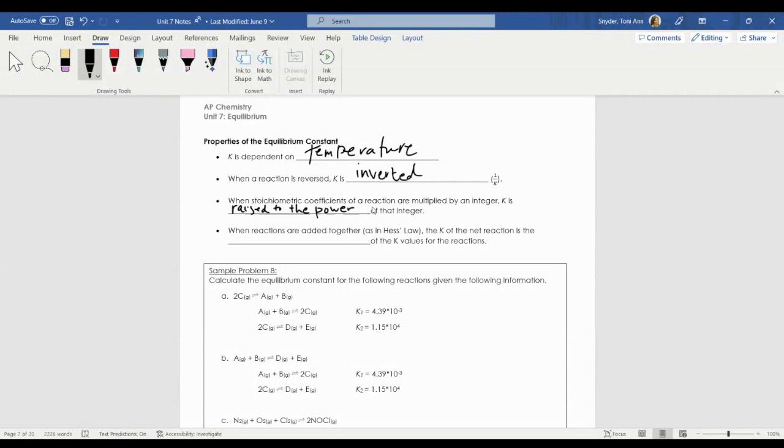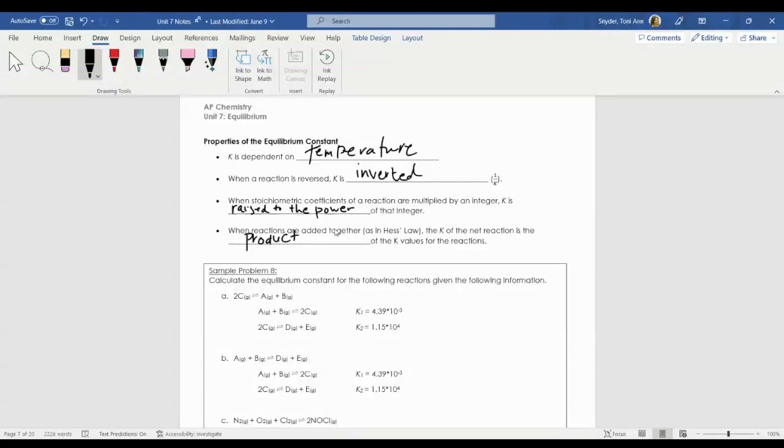When reactions are added together, as in Hess's law, we didn't talk about Hess's law yet, but we will, again, circle back to that. The K of the net reaction is the product of the values of K for all of the reactions. So I have to multiply them by one another. There's some mathematical reasons as to why it works the way it does, which I'm going to show you in class.